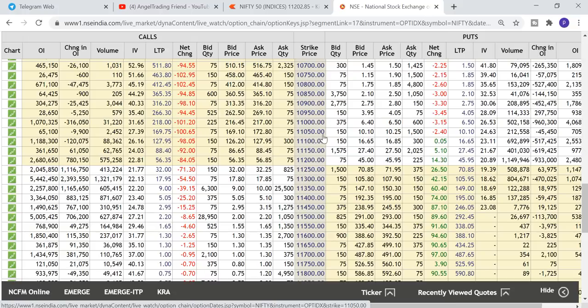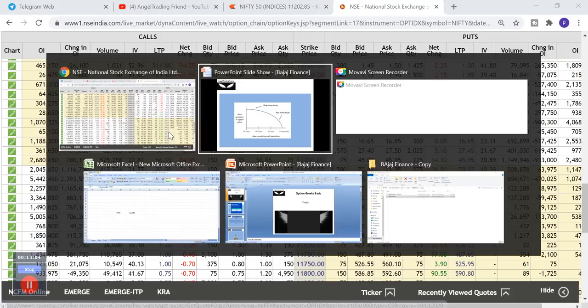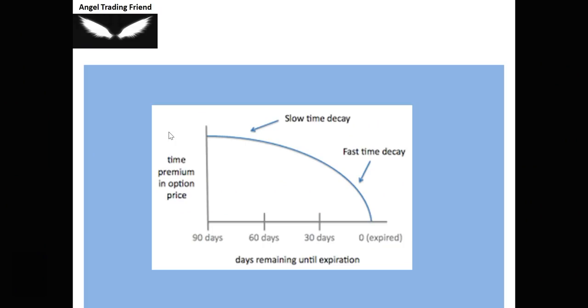Let me give you one more example. 11,050. The difference between 11,050 and the market price 11,200 is 150 rupees, but you can see the premium is 169. So the benefit is going to be 19 rupees. This 19 rupees, or this extra premium which is available, is what many option sellers are eating, and it is an added advantage for people who are selling in options.